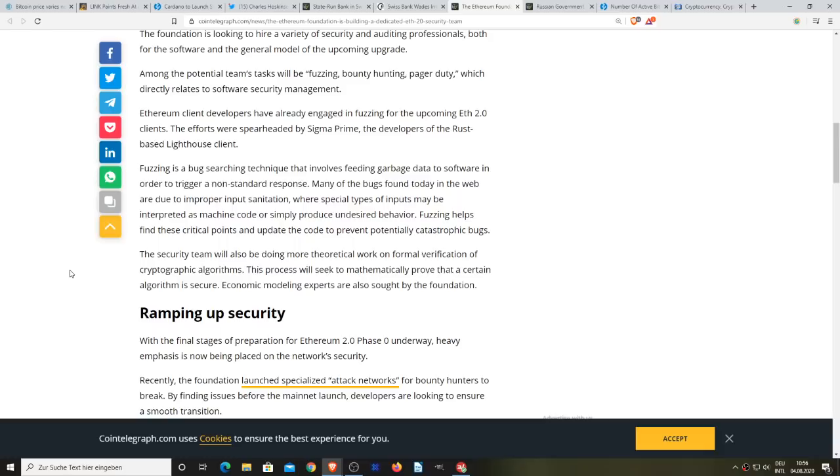With the final stages of preparation for Ethereum 2.0 Phase 0 underway, heavy emphasis is now being placed on the network security. Yep, because Ethereum cannot mess this up. That would be catastrophic. So as the history goes, Bitcoin's core is probably never for a long time going to be upgraded, maybe with some soft forks. It is to preserve the security of the main chain. Bitcoin last year transacted over $1 trillion US dollars worth of value. And if you mess that up and if you upgrade it and there's a security flaw or bug and everything goes awry, well, Bitcoin itself goes awry and its price begins to tumble.